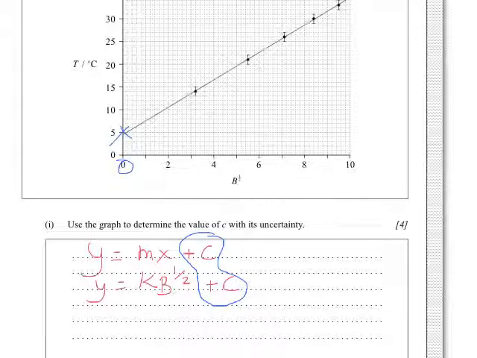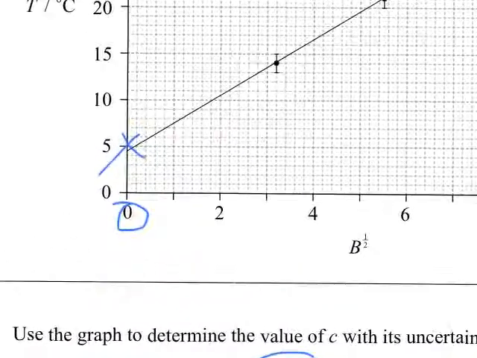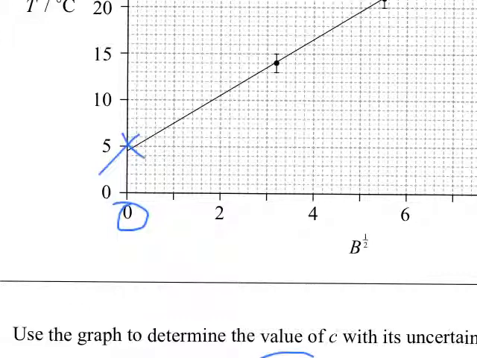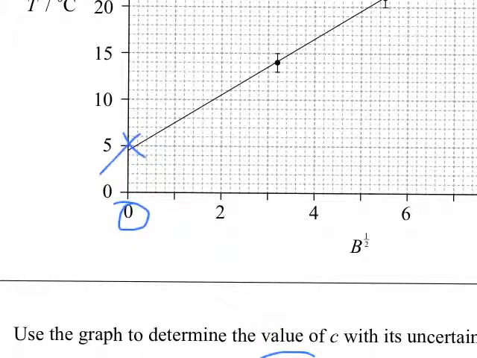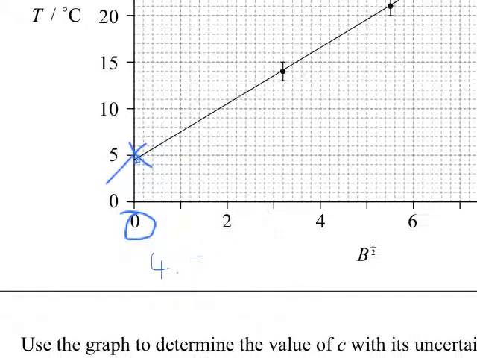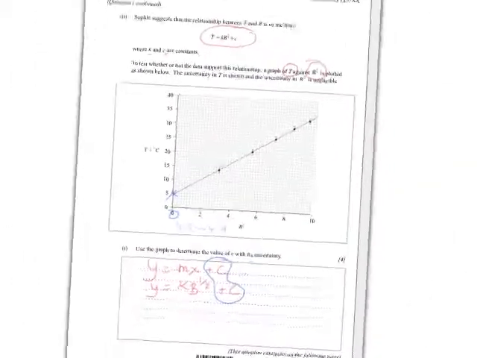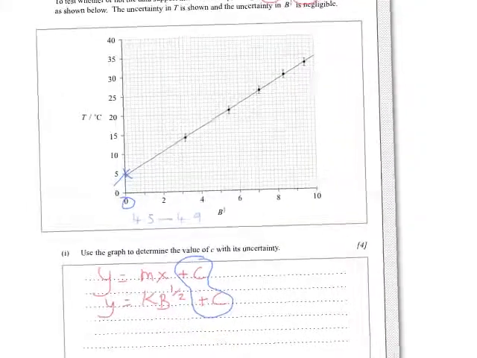And if you look very, very closely, you can just about make out it's about 4.6, which is that point there. But the mark scheme will accept anything from 4.5 all the way to 4.9. It's very generous of them. The actual answer is 4.7, although it looks like 4.6 to me. Let's have a look now at the error.